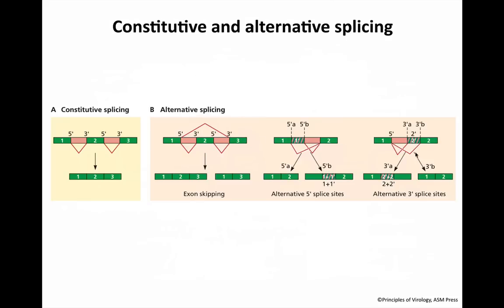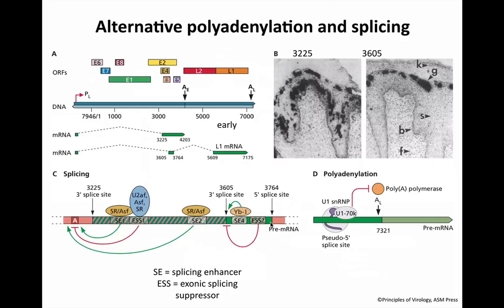And some examples of alternative splicing are shown here, where, for example, you can skip exons and get 2 different proteins. You use alternative 5' or 3' splice sites. So you expand the coding capacity and you allow for regulation of specific proteins at different times. Here's an example of how alternative splicing can be regulated. We're looking at the late proteins of bovine papillomavirus type 1. There's the double-stranded DNA genome. It's normally circular, but we're showing it as a linear DNA.